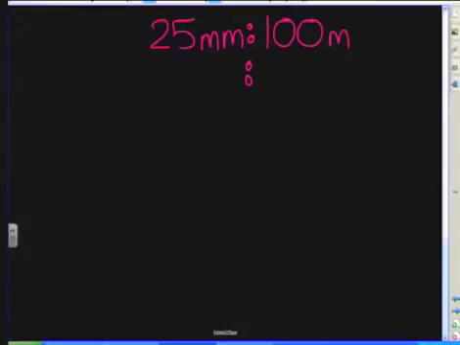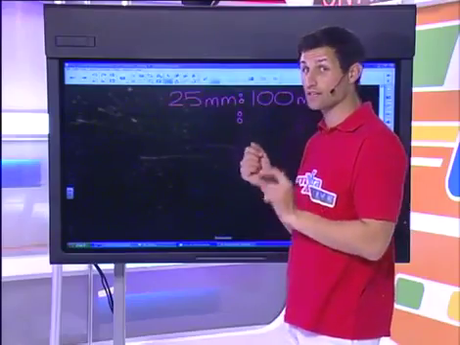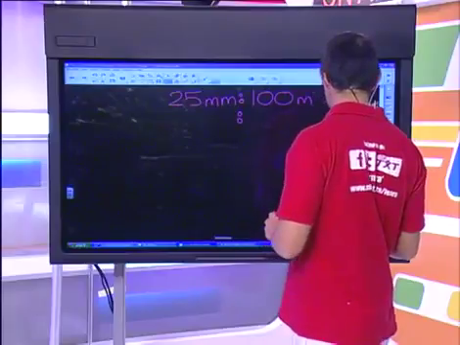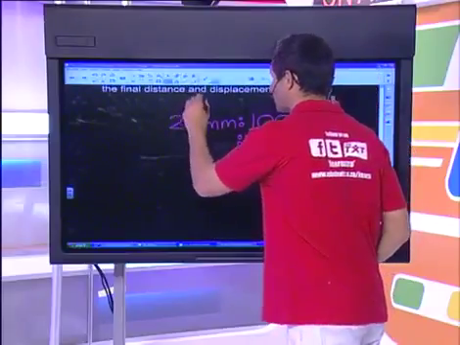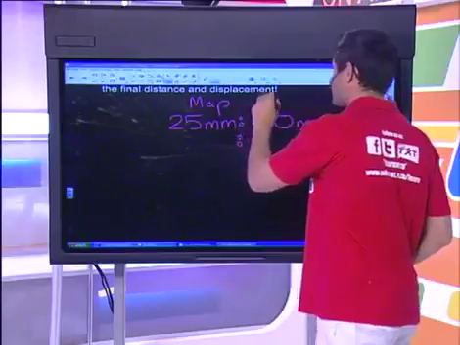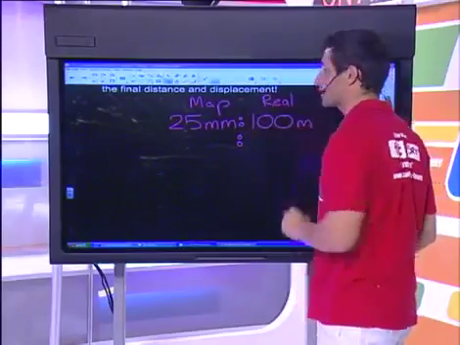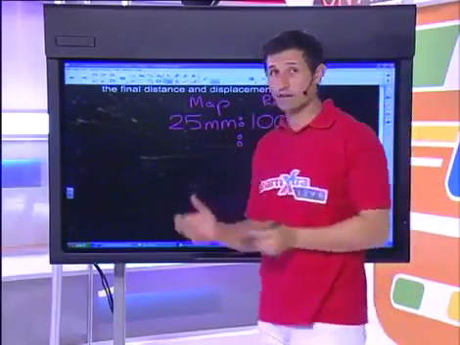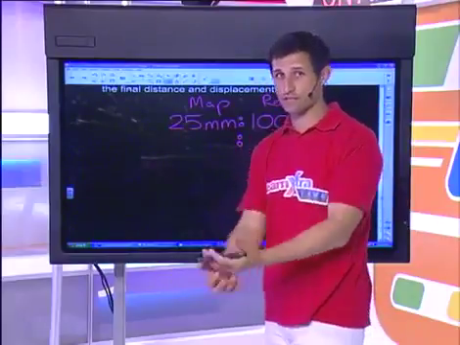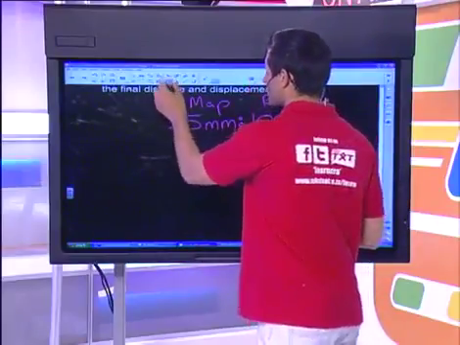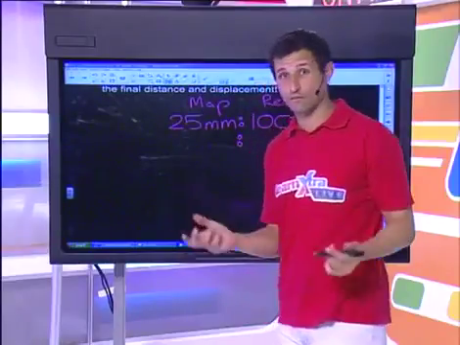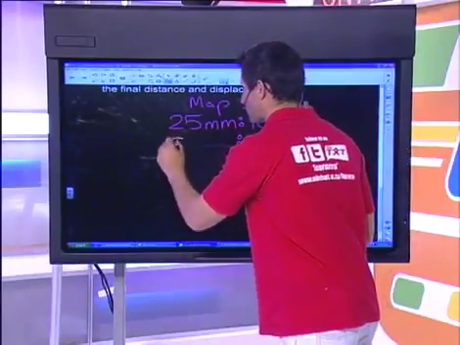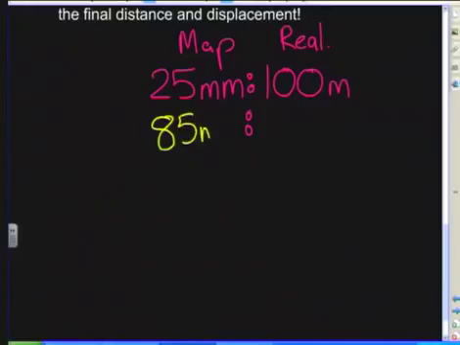So which one do I have? Do I have the map size or the real size? I have the map size. So I'm going to put map underneath map, and then real underneath real. Now I'm going to show you how to work with these ratios, because a lot of grade 10s really struggle with ratios when they deal with vector diagrams. So let's write in a different color to show the new information. I measured on my map that I moved 85 millimeters. That's what the ruler told me. I would like to know, what is the real distance that I moved?